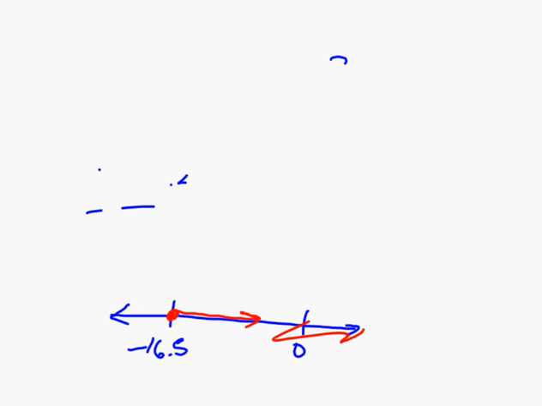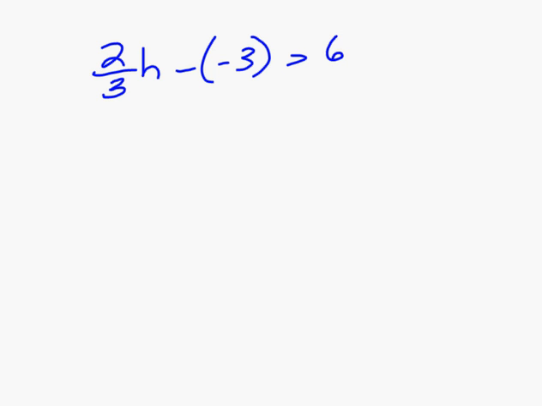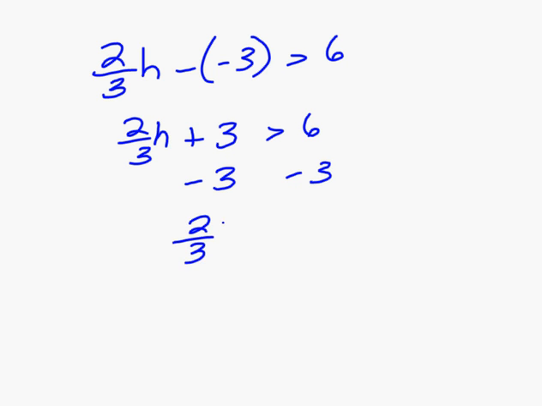Number 7, a little more detailed there. I have 2 steps again. Two-thirds h minus a negative 3 is greater than 6. I want to rewrite this as 2/3 h plus 3. Combining those two operations makes it a little bit easier, and I don't have to think about adding a negative. It gets kind of confusing. So all I have to do is subtract 3 here. So I'm left with 2/3 h is greater than 3.